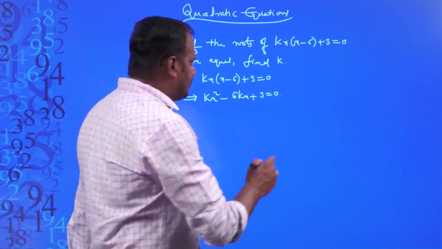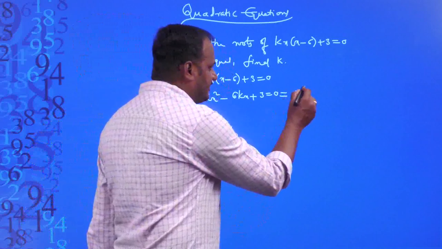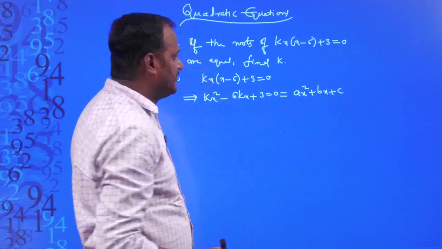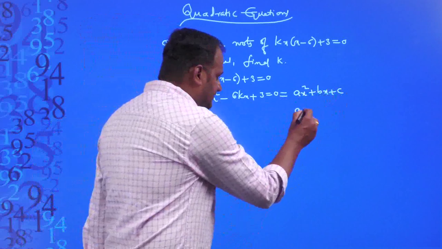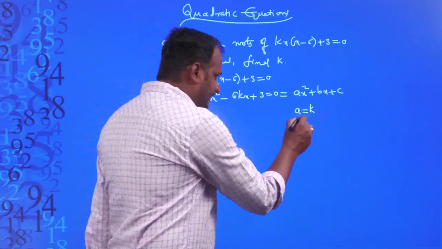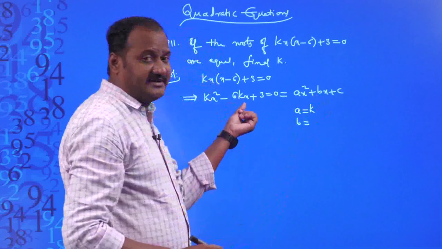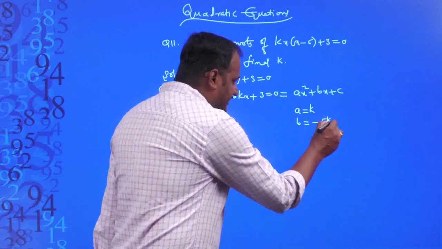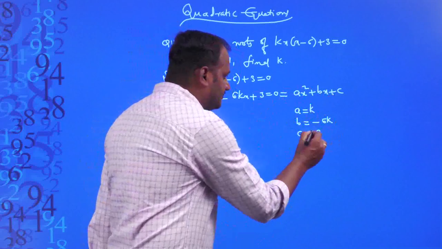Okay. So, you will have to compare this equation with the standard form of a quadratic equation, that is ax square plus bx plus c is equal to 0, to identify the values of a, b, c. Here the value of a is the coefficient of x square, that is k, and b is the coefficient of x, that is minus 6k. And c is equal to 3.